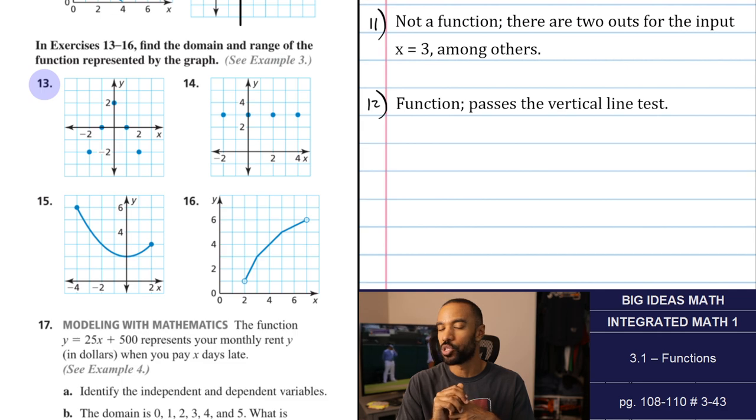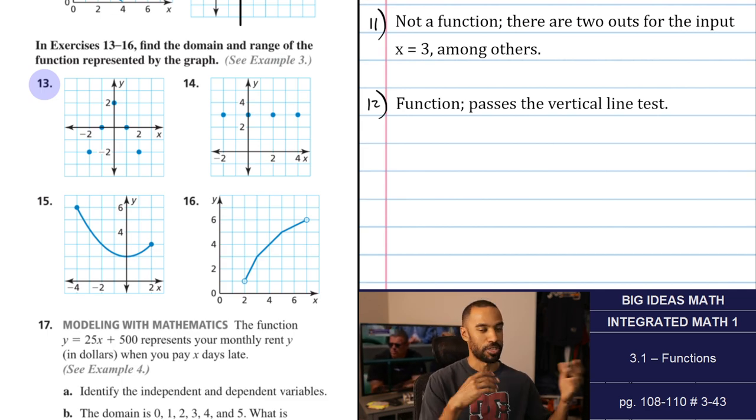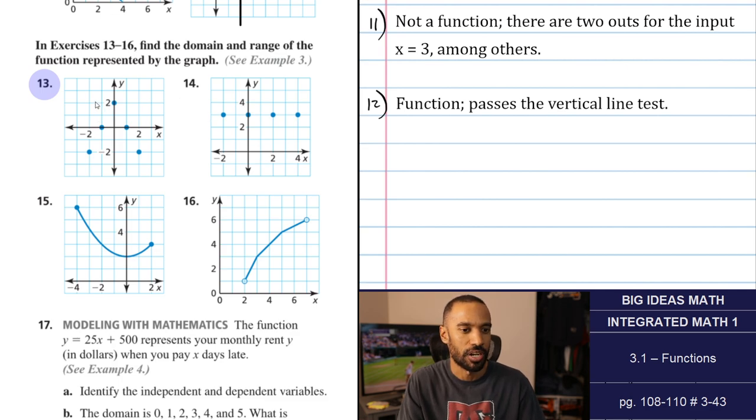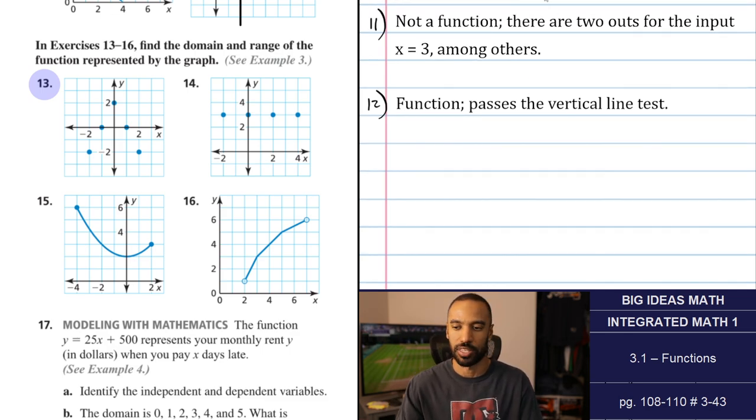It's like when you take IM2, you're going to learn what's called a polynomial. You're going to first test whether something's a polynomial or not. After that, everything's a polynomial, and they say, okay, do things with a polynomial. So here it says do things with the function. So that must mean these all pass the vertical line test, and they look to. That wasn't the question. They said find the domain and range.